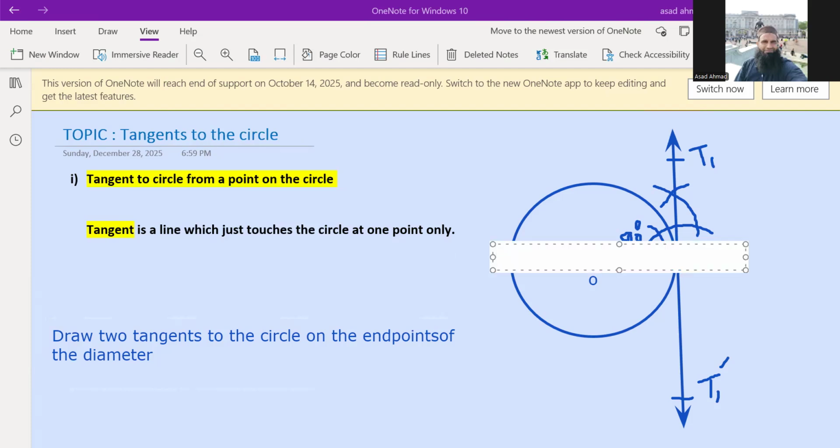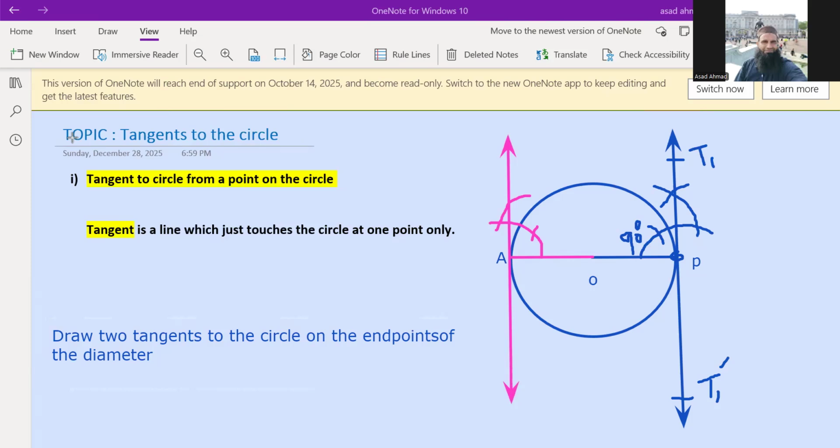So we have already drawn one tangent at one corner of the diameter, that was point P. Now you have to repeat the same process. By repetition of the same process, you will get another tangent line on this side, at vertex A. So you have to make a 90-degree angle, and then simply extrapolate it like this. My point is that you simply make two 90-degree angles at point P and at point A, and extend them. You can label them as T2 and T2 dash.